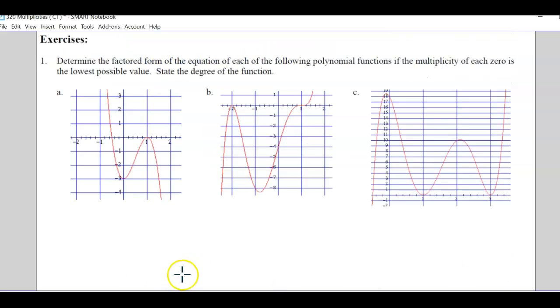All right, and then the exercises and the answers are there for the exercises. So you're done.